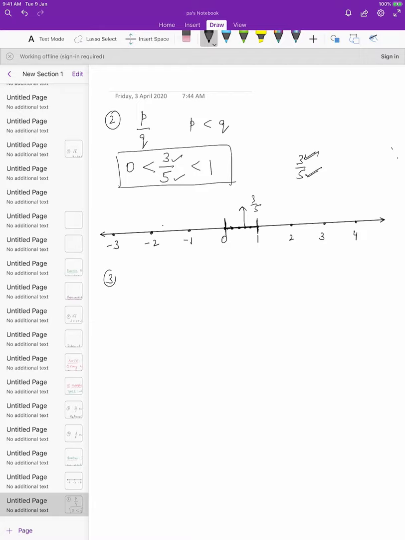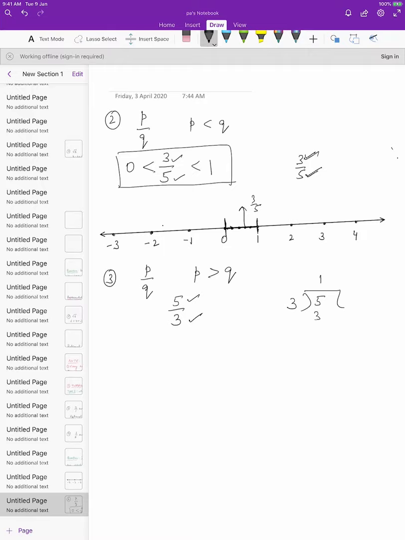Suppose next I take a number p by q where p is greater than q. For example, let us take 5 by 3. Here p is greater than q, that means 5 is greater than 3. So definitely this number will not lie between 0 and 1. So the first thing we have to do is to check where exactly it lies on the number line.